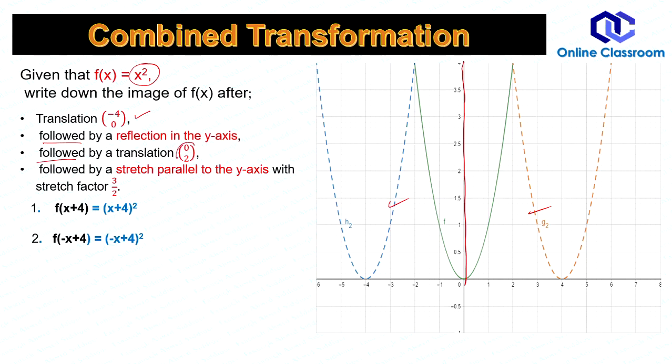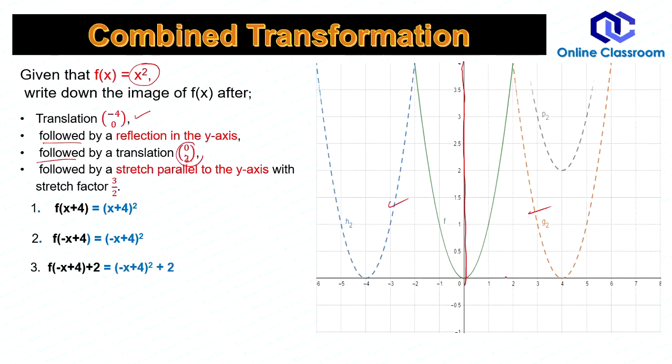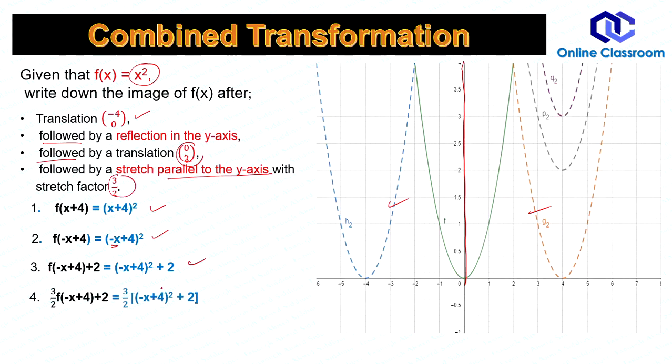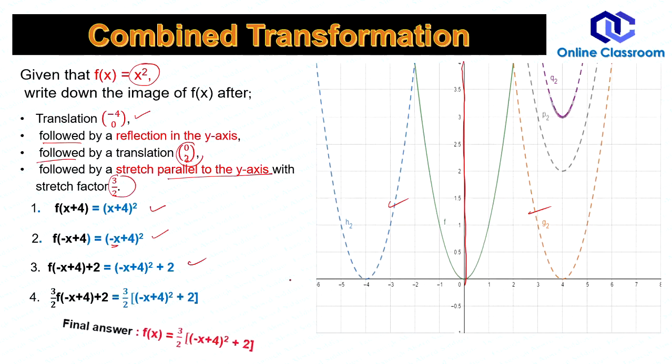Now translation vertically with +2. You see this upward, vertically upward, move this by 2. You see step by step. And see this also. I've changed the sign here because of the y-axis reflection and moving upward. And finally stretch parallel to y-axis with a factor of 3/2. So we should write 3/2 in front of the function because the stretch is vertical here. And this is our final function. If you see the equation and the graph, this is my final graph.